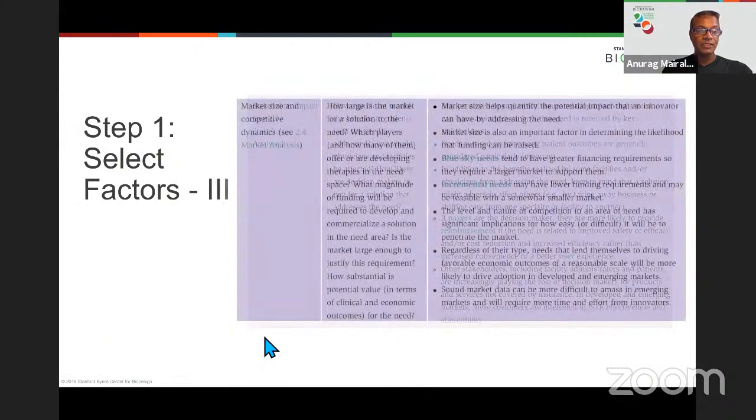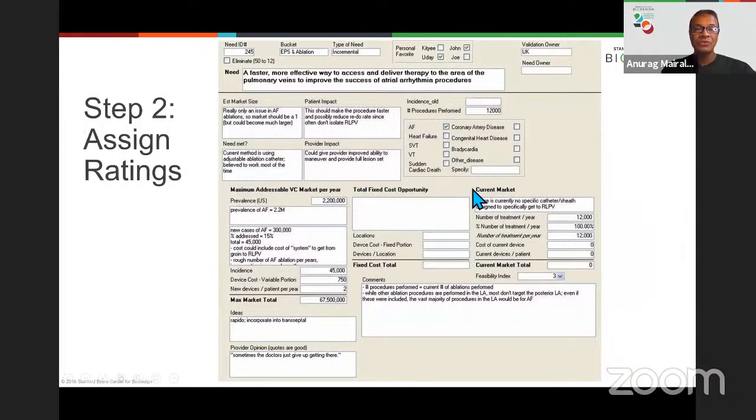I'm going to skip these. Here's a tool that they use. You can convert it into an Excel spreadsheet actually. They have an identifier ID for the need, they have a need statement, they have estimated market size. Each of these can be a column, basically. This is a web-based tool that they have developed.